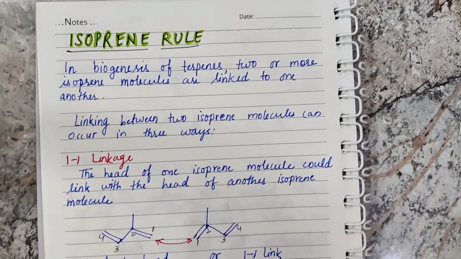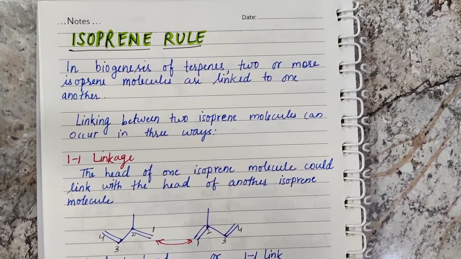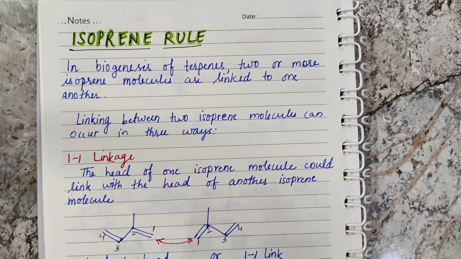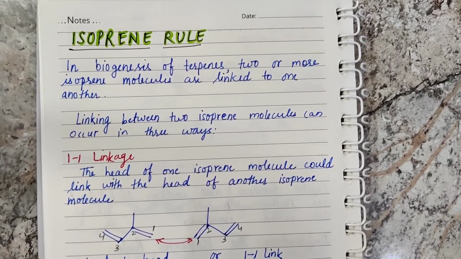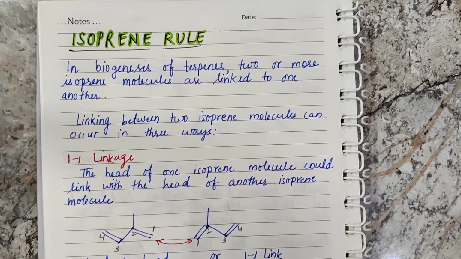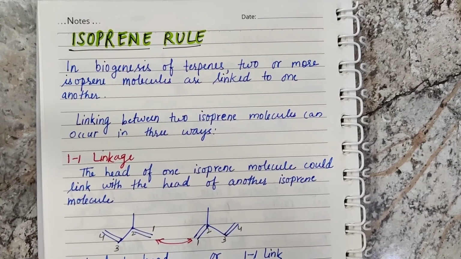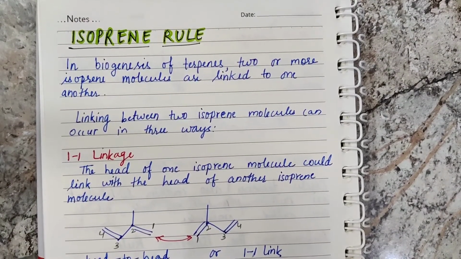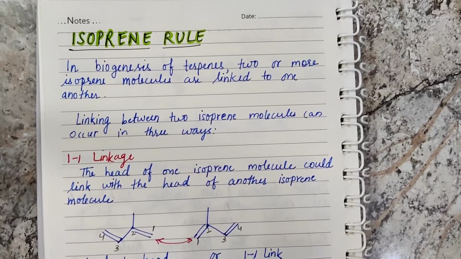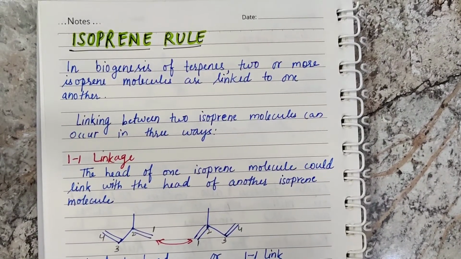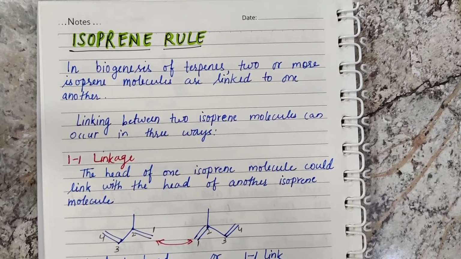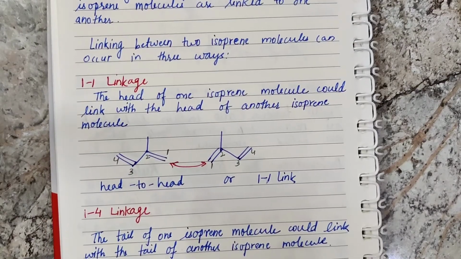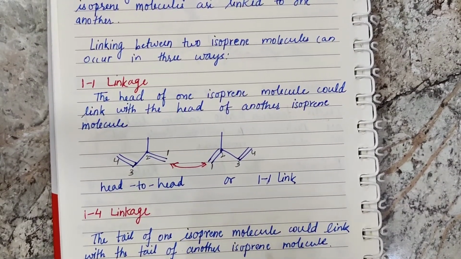So this is the Isoprene Rule. It is like in the biogenesis of terpenes, 2 or more isoprene molecules are linked to one another. We'll see some examples in which the statement will be clear. Okay, so basically what is happening, 2 or more isoprene molecules are linked to one another. Linkage can happen in various forms, like head to head, head to tail, tail to tail. So 3 types of linkage are possible.